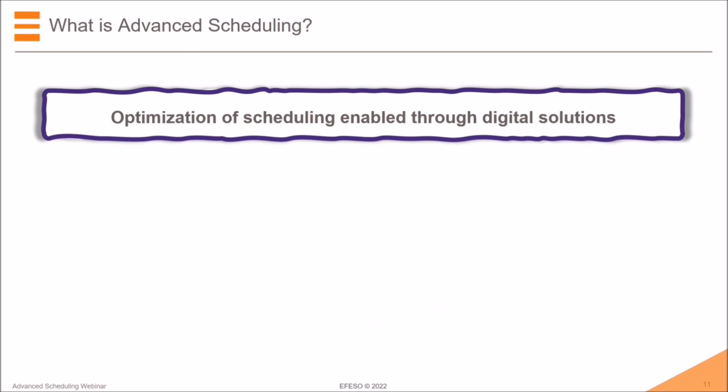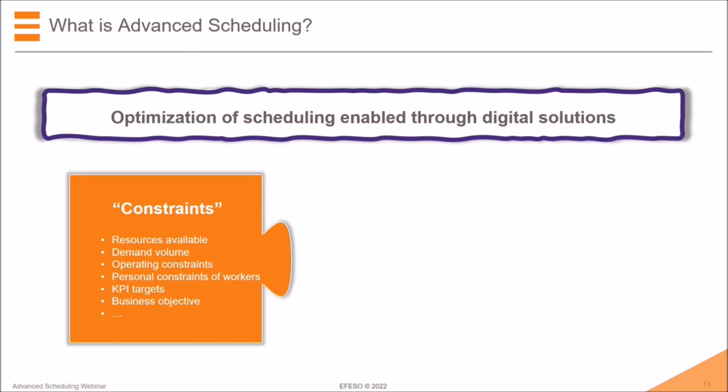Let's look at it conceptually. On the one hand, you have your constraints. So you have certain resources available. This can be either machines or workers. You have a certain demand that you need to be able to comply to. Of course, each production process has its own operating constraints. For example, certain batches cannot follow each other, or certain products. The workers themselves also have their personal constraints.